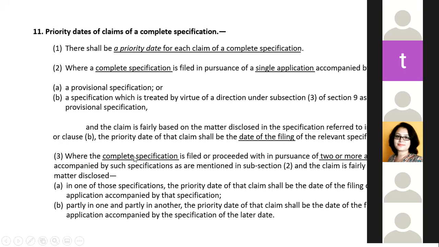Subsection 3 says that where the complete specification is filed or proceeded with in pursuance of 2 or more applications, that we have discussed, that is 9(2), section 9, subsection 2, 2 or more applications accompanied by such specifications as are mentioned in subsection 2, and the claim is fairly based on the matter disclosed in one of those specifications, the priority date of that claim shall be the date of the filing of the application accompanied by that specification. Partly in one and partly in another, the priority date of that claim shall be the date of the filing of the application accompanied by the specification of the later date.